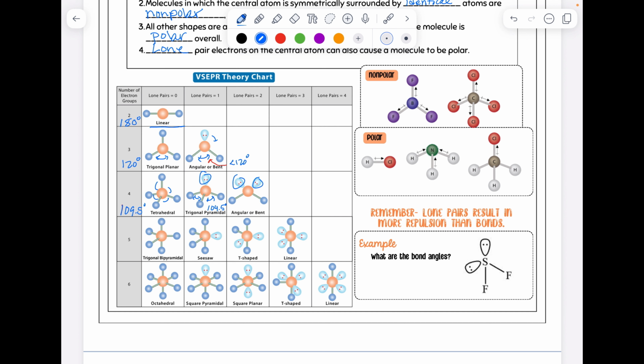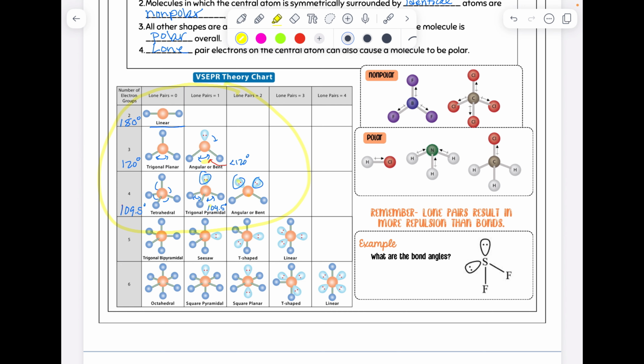So that's what you're going to need to memorize for the AP test and be able to recognize the angles and the shapes, and also if there's lone pairs, that it will make these angles a little bit smaller.